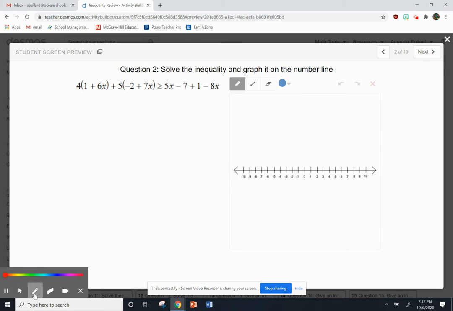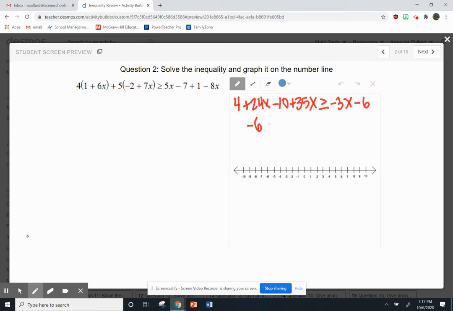For the next problem, I'm going to do the same thing. I'm going to distribute, and I get 4 plus 24x minus 10 plus 35x is greater than or equal to, I'll combine my like terms here, negative 3x minus 6. I'll combine over here, and I get negative 6 plus 59x is greater than or equal to negative 3x minus 6. I'm going to add 3x over, so I get negative 6 plus 62x is greater than or equal to negative 6.